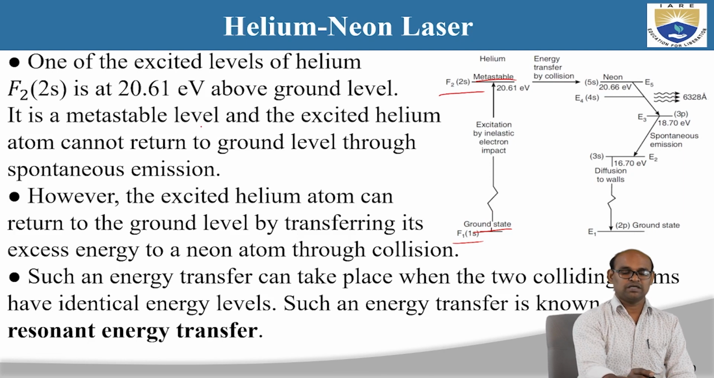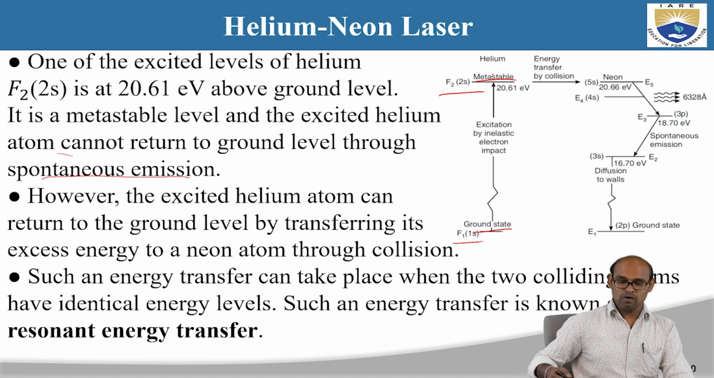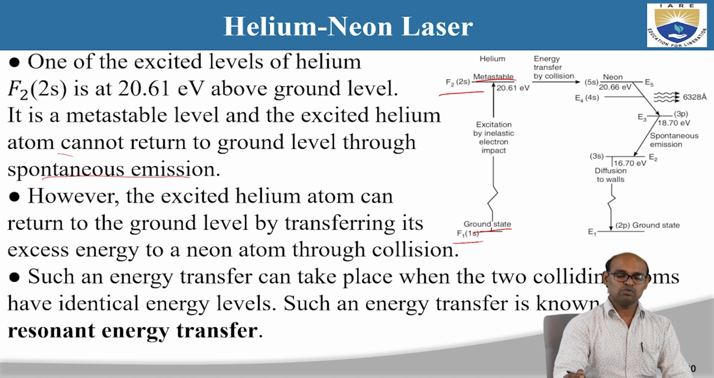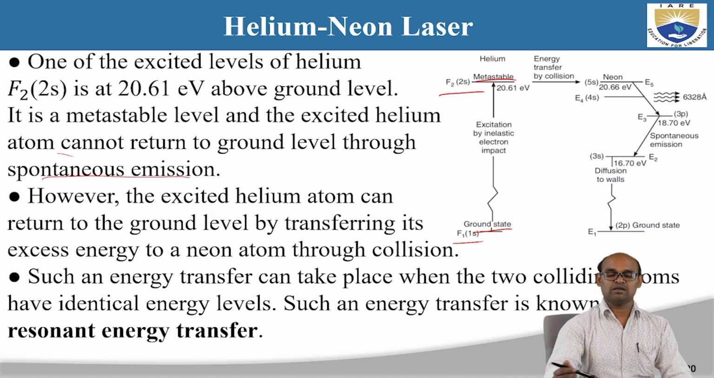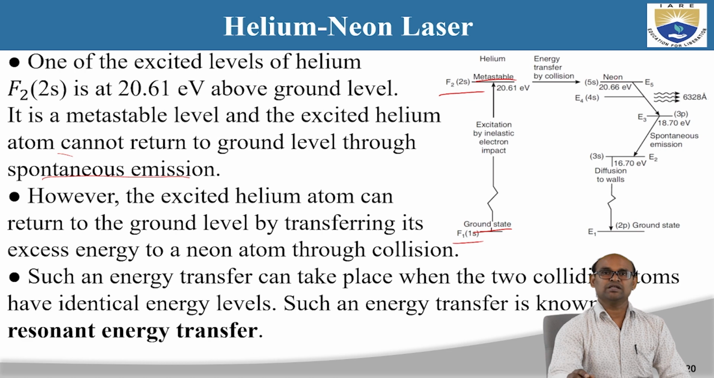So F2 is a metastable state of the helium atom, and the excited helium atom cannot return to the ground level through spontaneous emission. Because it is a metastable state, the lifetime is long. It is not going to decay to the ground state in 1 nanosecond. So how does it come to the ground state? However, the excited helium atom can return to the ground level by transferring its excess energy to a neon atom through collision. So the helium atom present in the metastable state F2 is going to transfer its energy to the neon atom present in the ground state, and after transferring the energy, the helium atom is going to decay to the ground state.